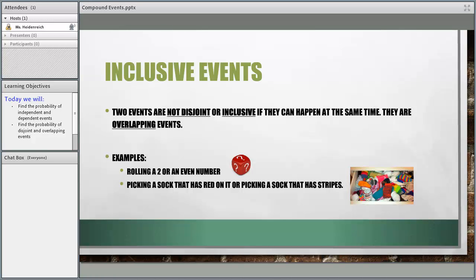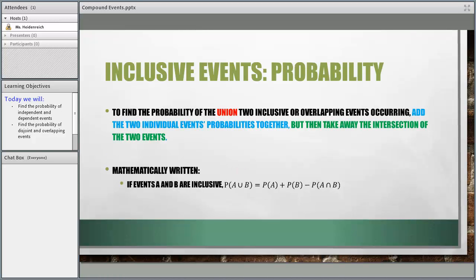Another example would be picking a sock that has red on it or picking a sock that has stripes. But we could have red stripes. So it's possible for these two different events to happen at the same time. And again, this is different than dependent events. It's not like one is affecting the other one, even though they do kind of interrelate with each other. We're only talking about performing one event or one trial, and it's possible for the two different events to happen at the same time on that one trial.